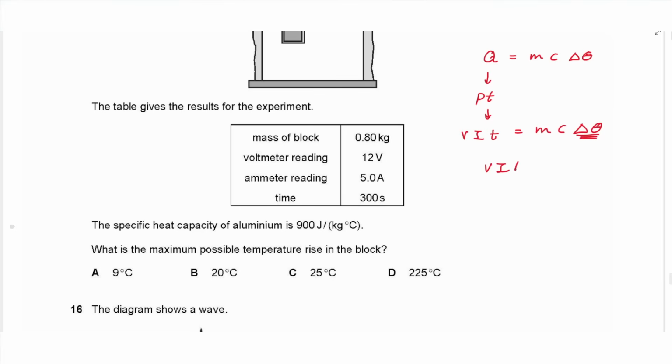So we divide VIT by mc, and we have the voltage 12, current 5, and time 300. Then we divide by the mass 0.80 times the specific heat capacity 900 joules. That gives an exact value of 25 degrees Celsius, so the answer is C.